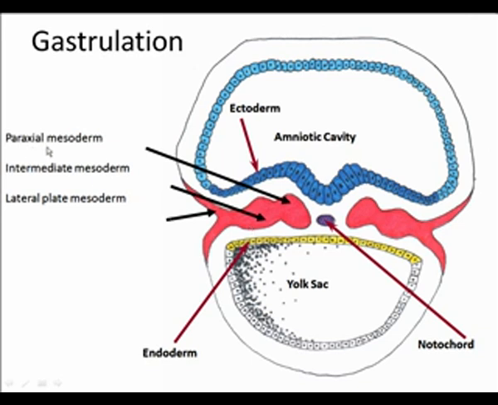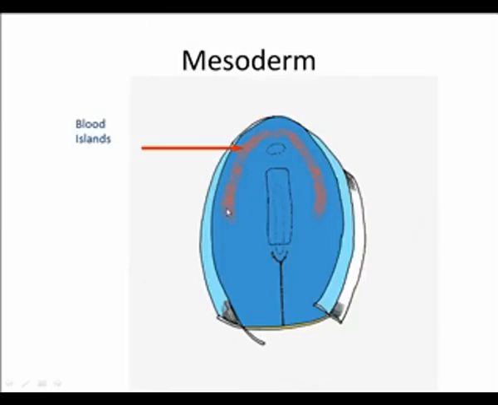Finally, we want to consider paraxial, intermediate, and lateral plate mesoderm. Here we can see the paraxial mesoderm, intermediate mesoderm, and lateral plate mesoderm, and we will talk a little bit about their fates. First of all, if we look back on the top of this embryo, here we can see the primitive node and primitive streak. There's the notochord in the midline. There's the overlying neural plate. The neural plate is growing towards the oral plate, which we see here.